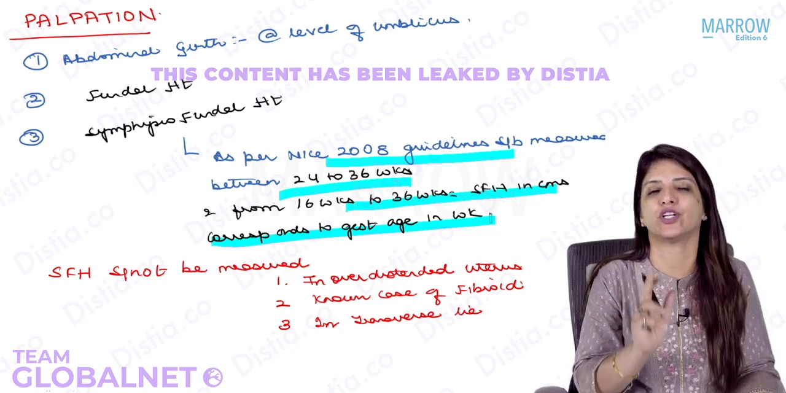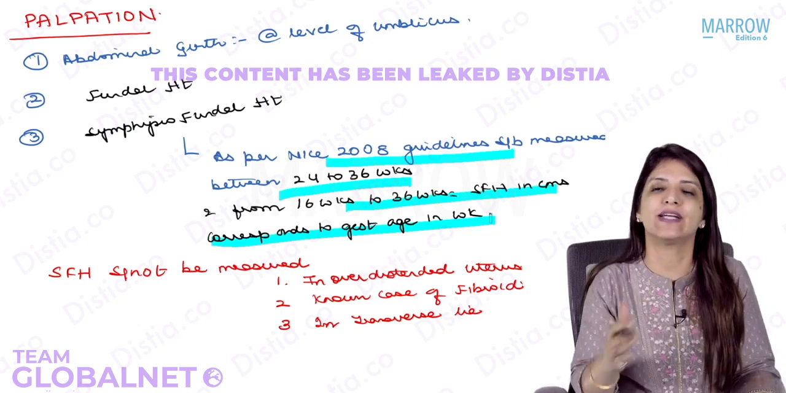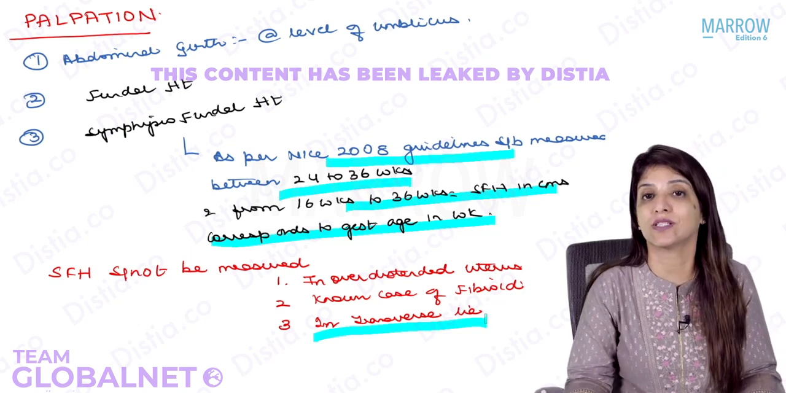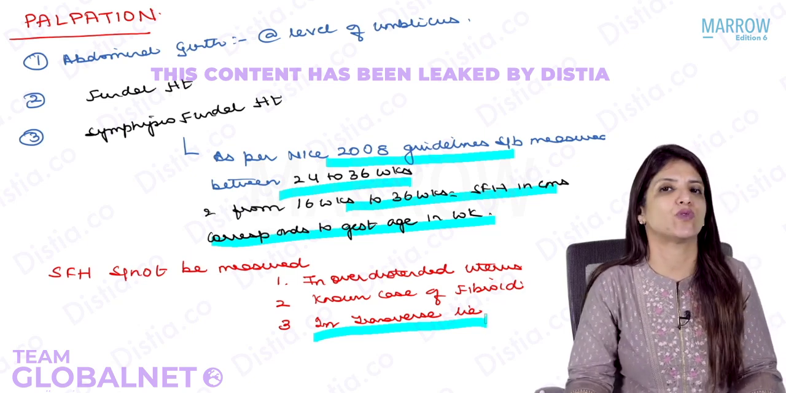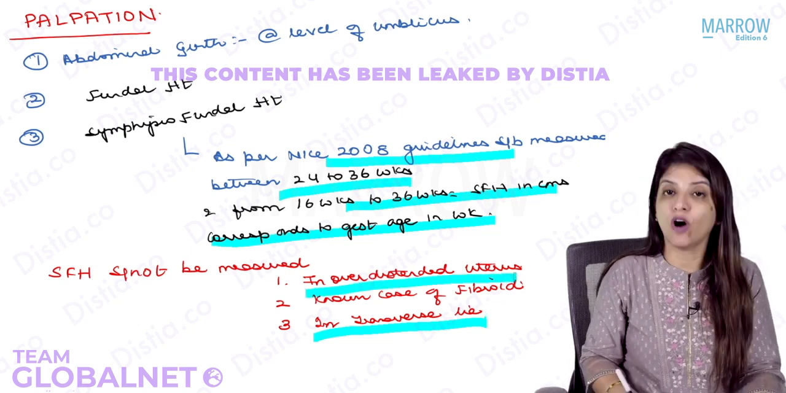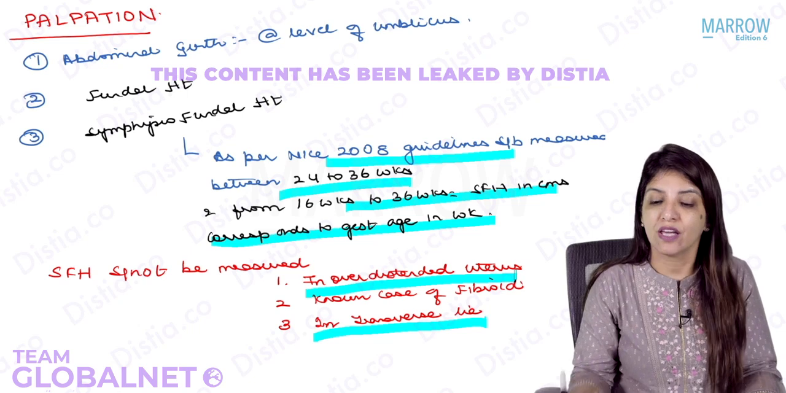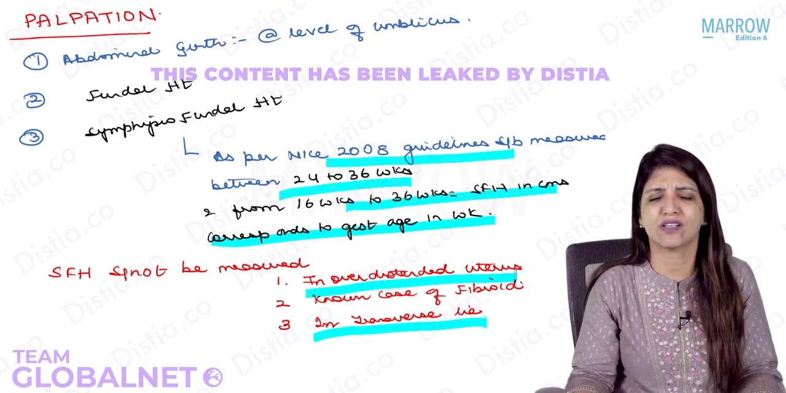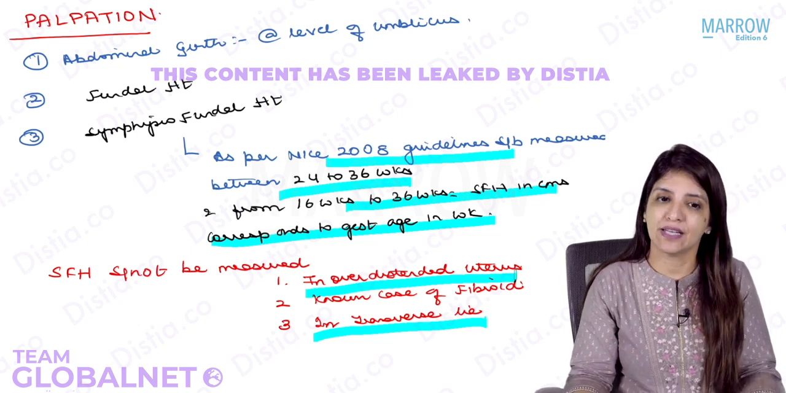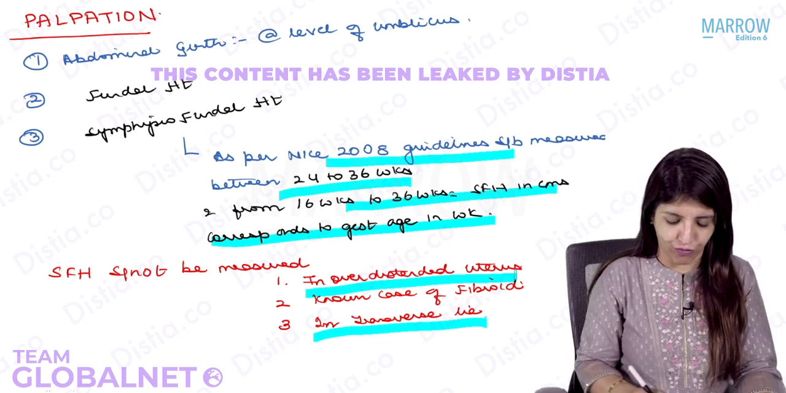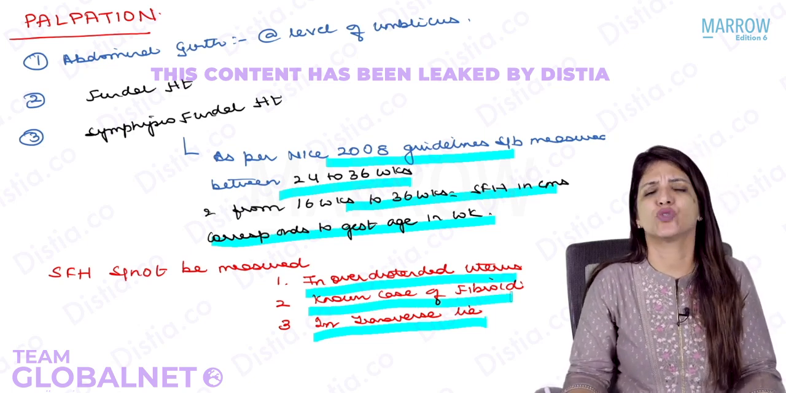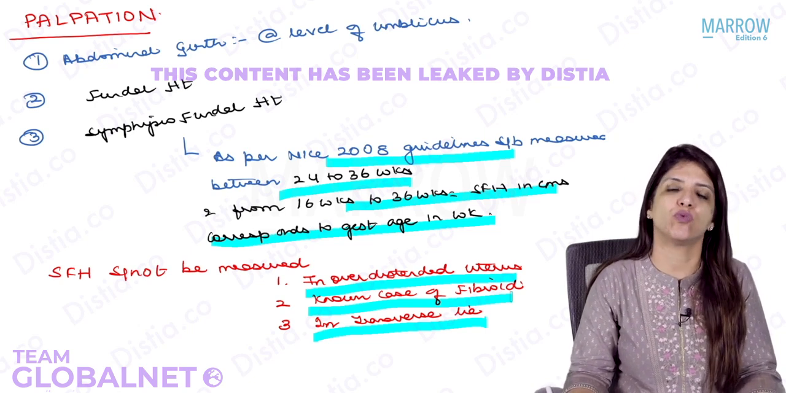Yes, there are 3 conditions in which symphysiofundal height doesn't have any significance. Common sense tells me, in transverse lie. In transverse lie, symphysiofundal height doesn't have any significance, number 1. Number 2, in case of over-distended uterus. If I can see that the uterus is over-distended, there is no significance of measuring symphysiofundal height. And number 3, in a known case of fibroid. Right? So in these conditions, there is no significance of measuring symphysiofundal height.